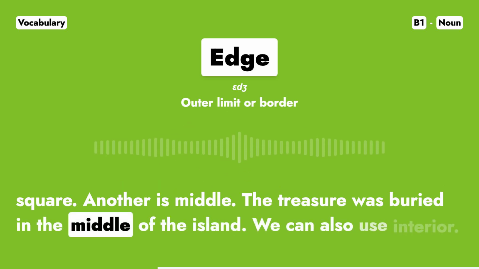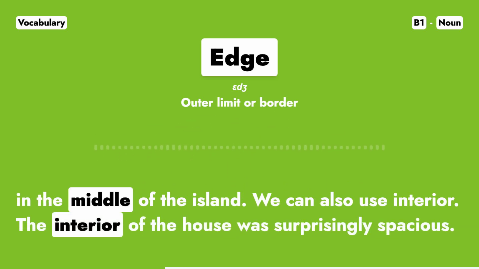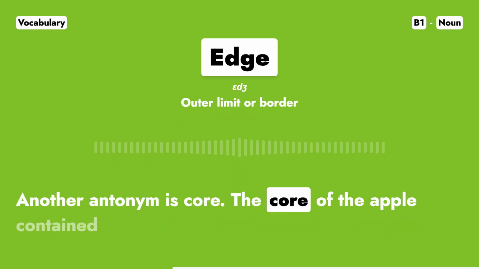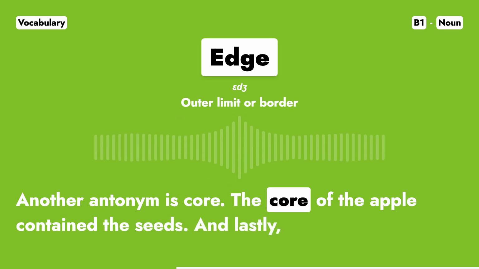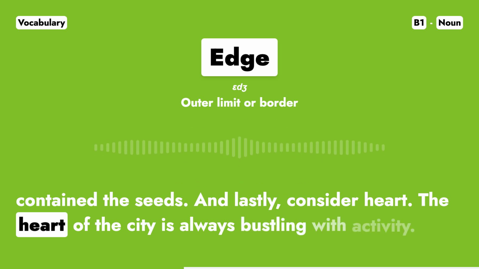We can also use interior. The interior of the house was surprisingly spacious. Another antonym is core. The core of the apple contained the seeds. And lastly, consider heart. The heart of the city is always bustling with activity.